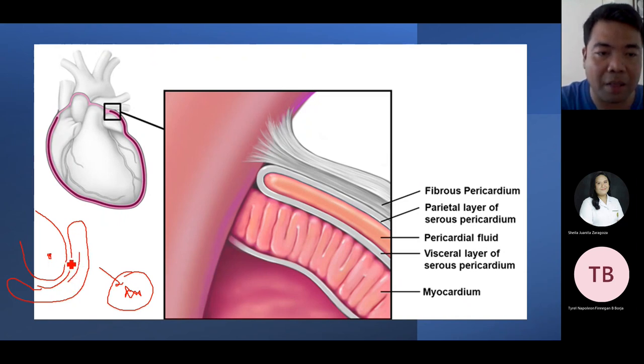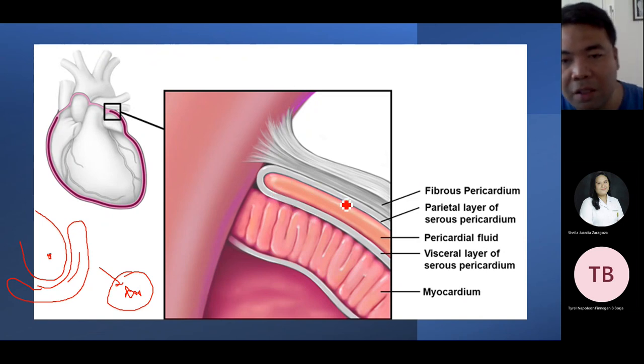So what will happen? Diba? It will have two layers that will now completely surround the heart. And that is the actual situation of your parietal and visceral pericardium. That is why the outer parietal layer is right next to the fibrous pericardium, while the inner visceral layer is right next to the heart wall already. Yan na yung nakadikit sa heart wall natin.